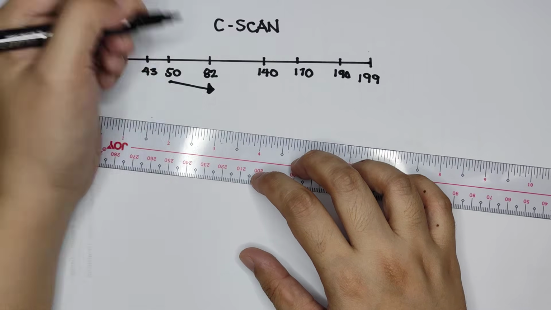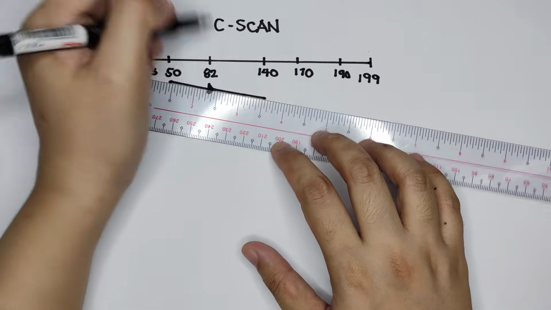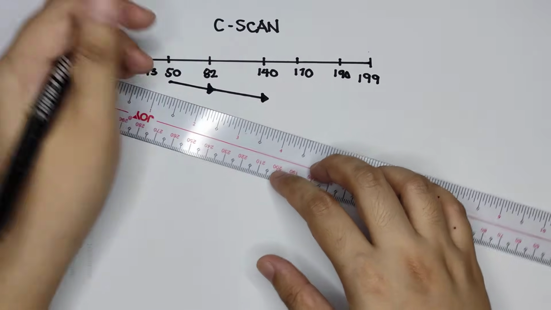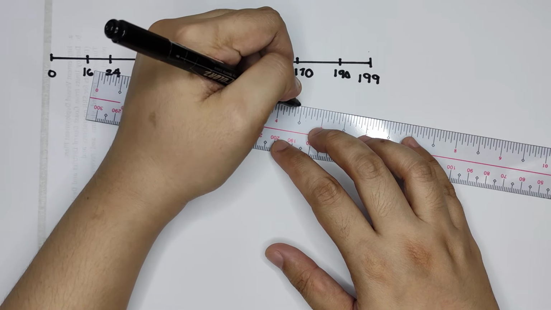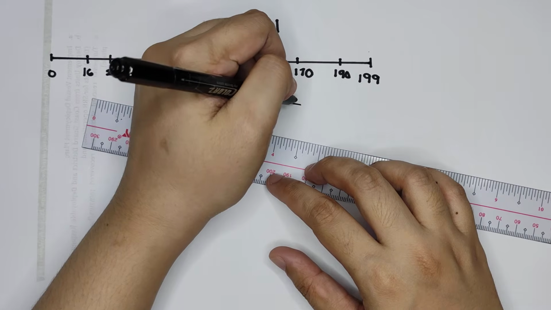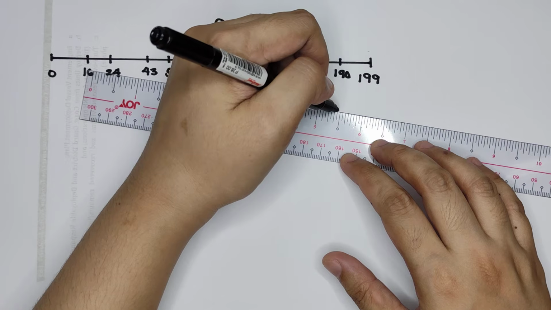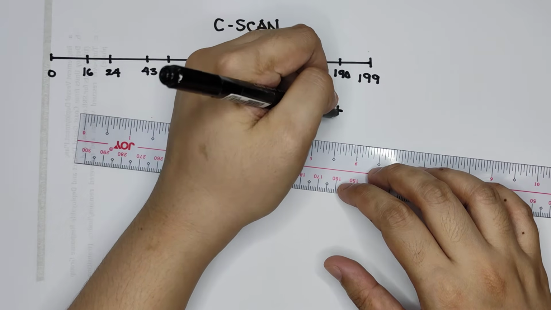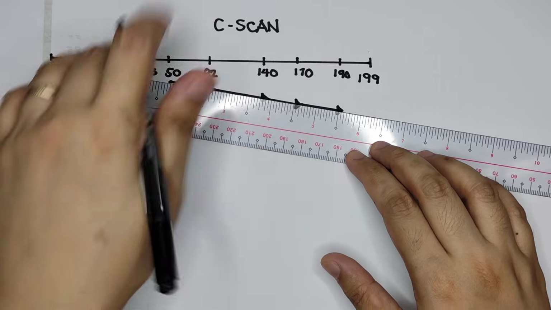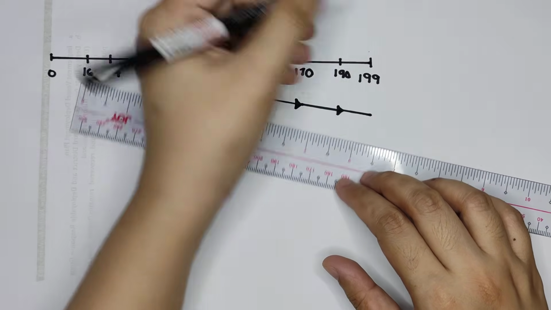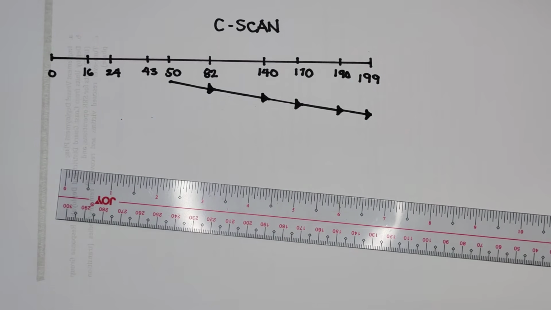Okay. Then next is we have 140, and then next is we have 170. Okay. Next is 190. And then just the same with scan, it will go to the end of the disk, which is 199. For this example, we have 199. So, what's the difference with scan and C-scan?